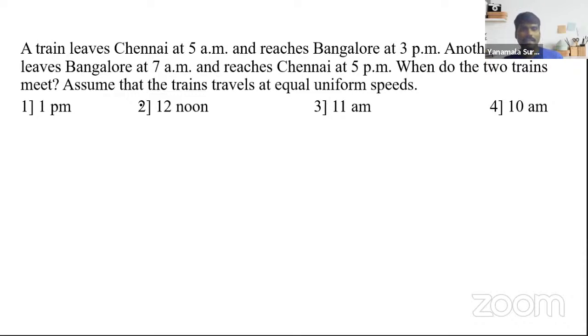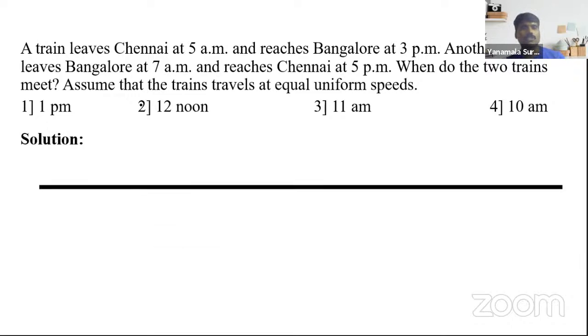Definitely they'll meet. Assume that the trains travel at equal uniform speeds. That is important. It has to travel with equal uniform speeds or different speeds. They have to mention. If it is different, the answer will be different. If it is equal, the answer also will be different. Now, what I'm gonna do is I'm gonna solve this problem in a logical way. Instead of the formula way, let me solve this question in a diagrammatic way, the logical way.